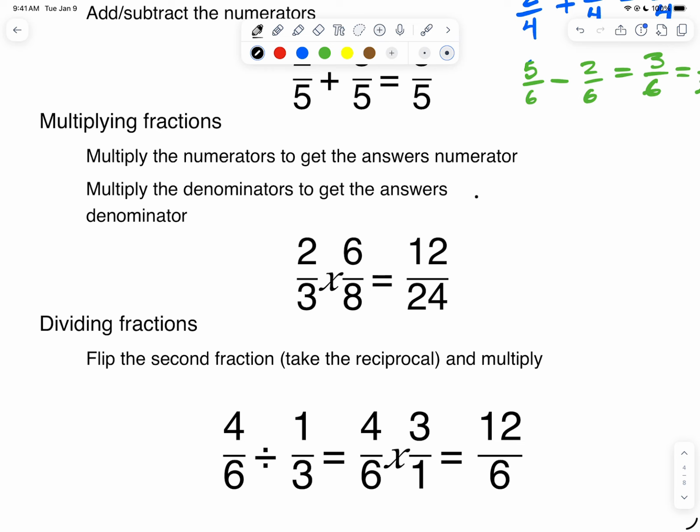Let's say we had 3/4 times 2/5. 3 times 2 is 6. 4 times 5 is 20. So our answer is 6/20. We can simplify. We can divide both of these numbers by 2, and we get 3/10.